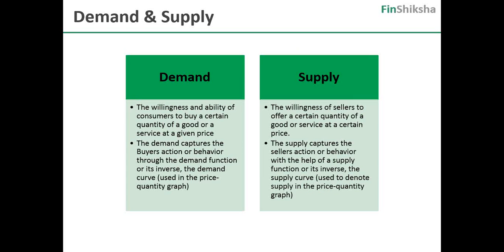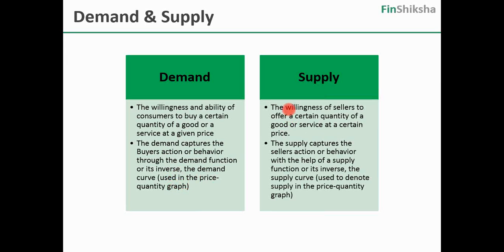So that's this bit. Let's understand what is demand and what is supply. Very simply put, the willingness and ability of consumers to buy a certain quantity of a good or a service at a given price is the demand for that good. The demand captures the buyer's action or behavior through something called the demand function or its inverse, which is the demand curve. We'll see how this is used in the price quantity graph.